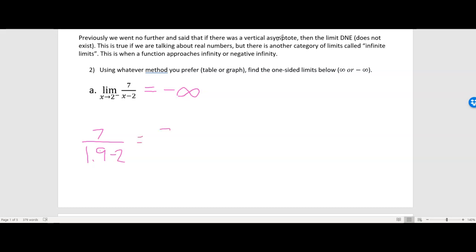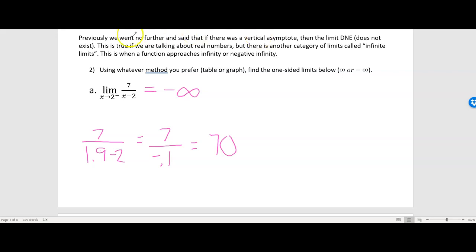Okay, this is going to give us 7 divided by negative 0.1. Well, we don't need a calculator to tell us that this simplified answer is going to be negative, right? It ends up being negative 70, but we don't need to know the exact answer. We just need to know that it's going to be negative.